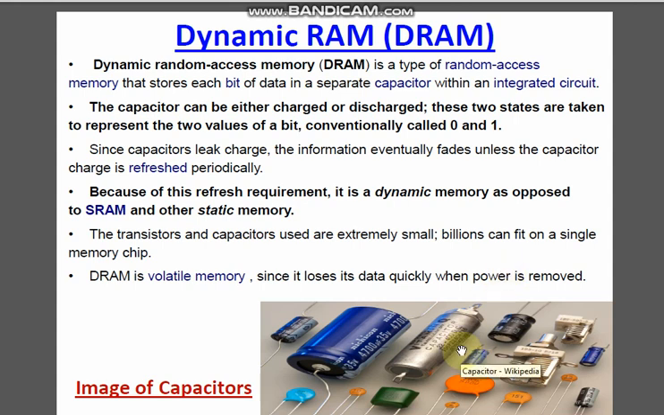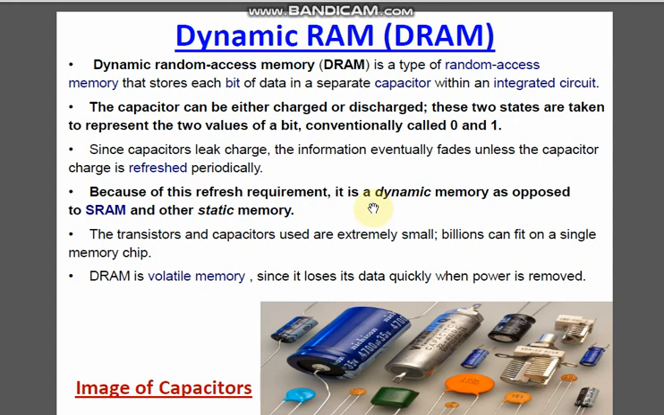When there is charge in the capacitor, then it is holding bit 1. So a capacitor can be either charged or discharged. These two states are taken to represent two values of a bit, conventionally 0 and 1. And capacitors, since they leak charge, need to be refreshed periodically. Because of this refresh requirement, it is a dynamic memory as opposed to SRAM and other static memory.